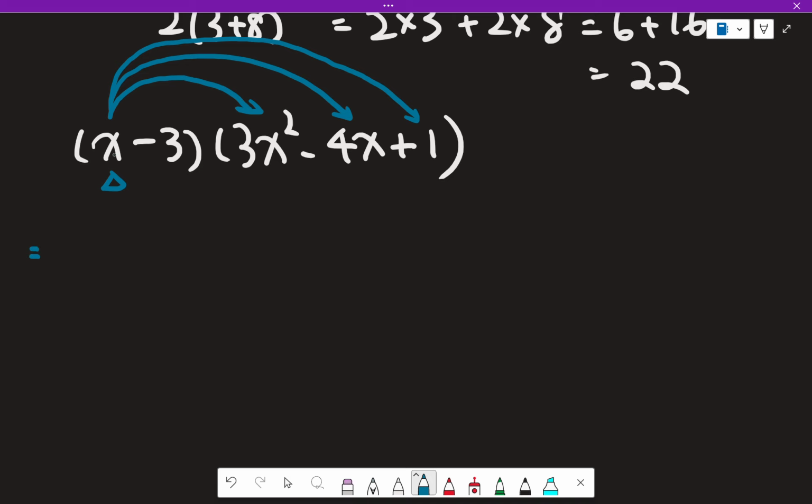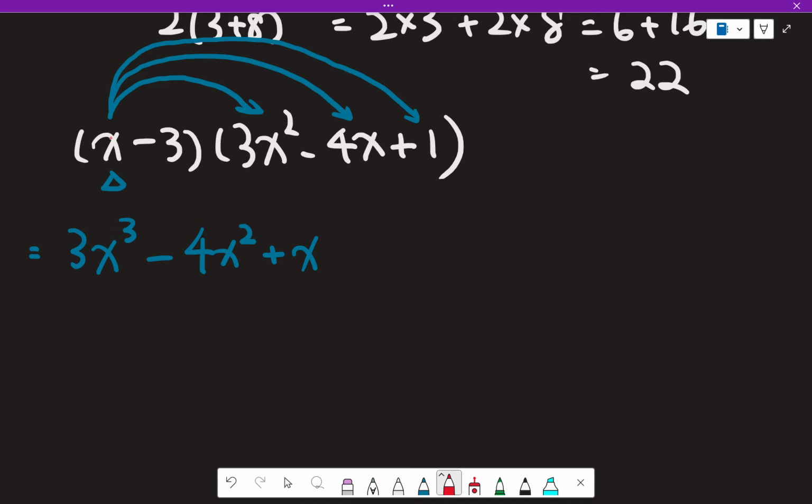So by multiplying x with 3x squared, we will get 3x cubed. And x times negative 4x is negative 4x squared. And x times 1, positive 1, is positive x.